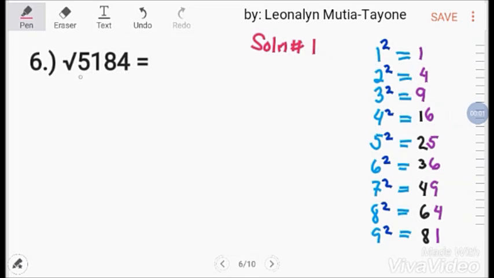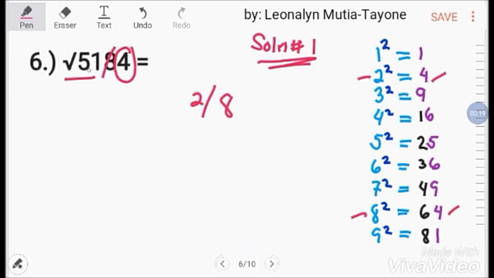Number 6 is square root of 5,184. Let's do solution number 1 again. Tingnan yung last digit, 4. So, it's either 2 or 8 tayo. Ito namang, i-ignore natin yung second to the last. Then, let's see what square root of 51.